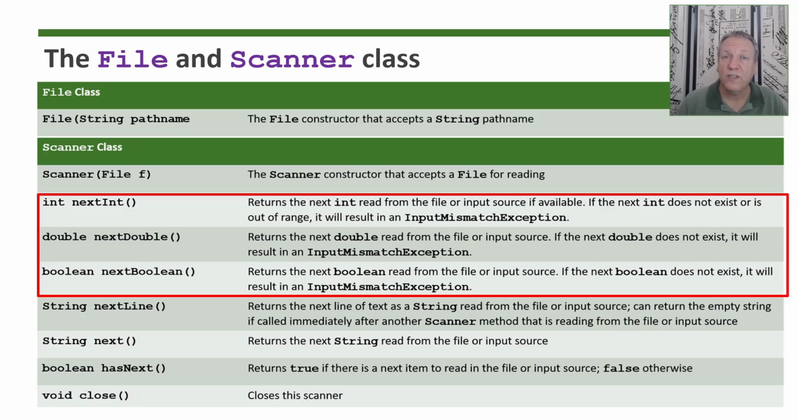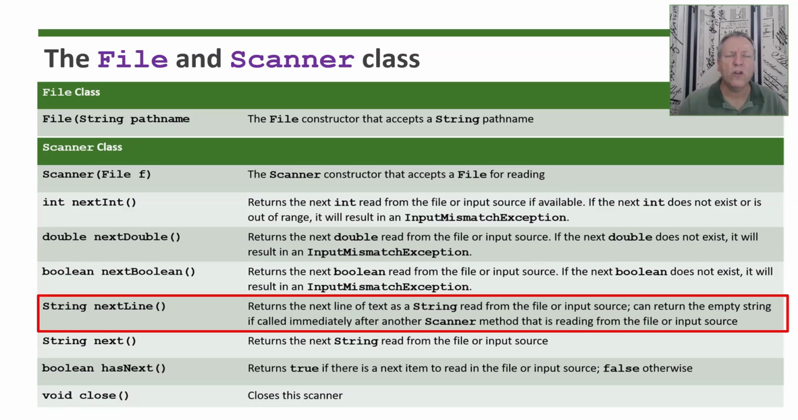You could also use these with files to read integers, doubles, and booleans from there. We're not going to use them in this video, but we're going to use the nextLine method. This gets an entire line of text as one string, and this is how our data is stored, right? All of our information for each institution is stored on a line within that data file.